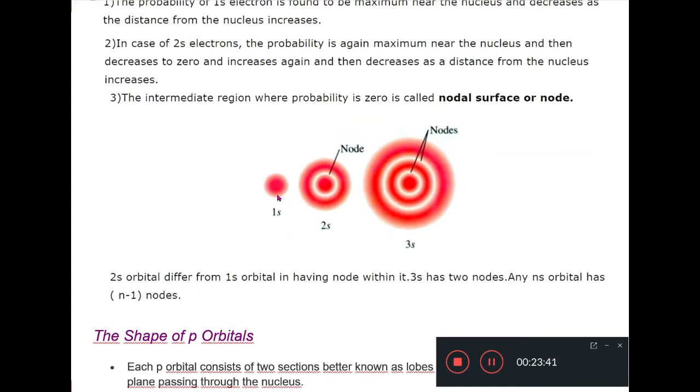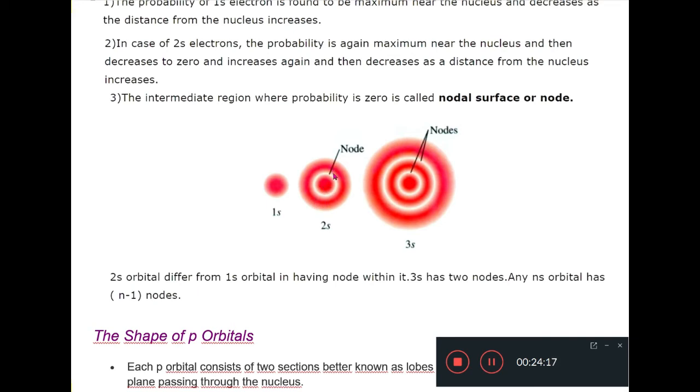This is the first shell. This one is the second shell, this one is the first shell. In the first shell there is only one subshell, s. In the second shell there is also one s subshell, and inside already there is the first shell. So how many s subshells are here? Total 2. This is 1s and this is 2s.